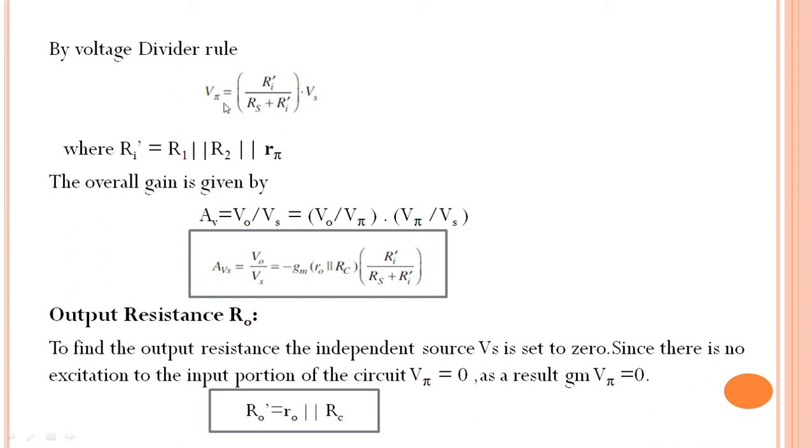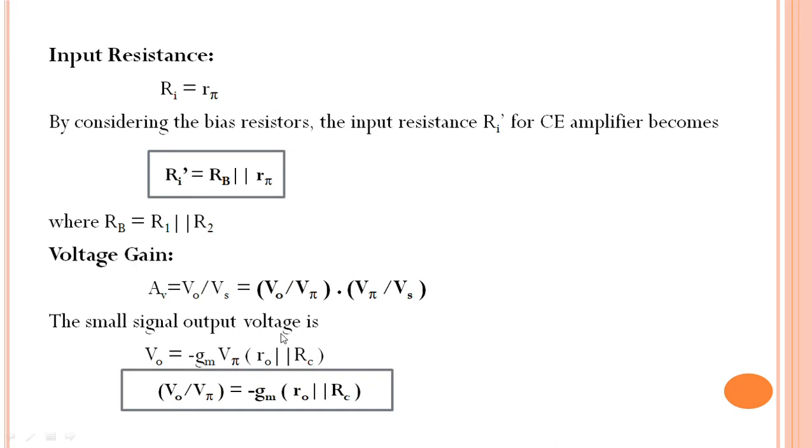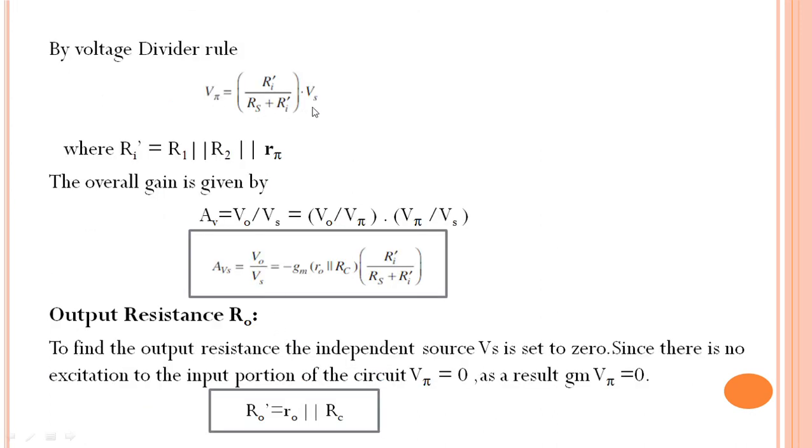Now we have both the equations. If we substitute the V naught by V pi equation and the V pi by Vs equation, we get the overall voltage gain of the common emitter amplifier, which is nothing but AVS is equal to minus gm into R naught parallel with RC into Ri dash divided by Rs plus Ri dash.